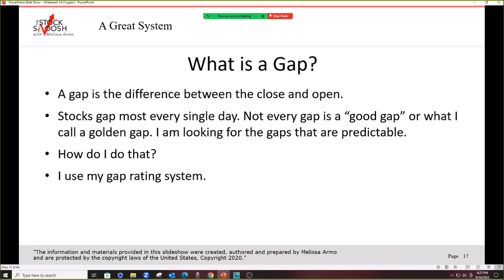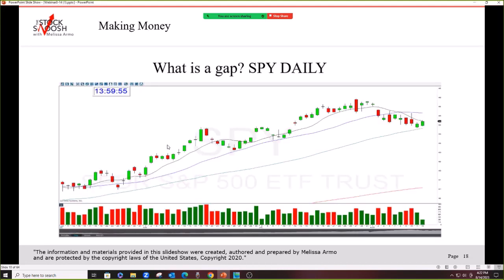It doesn't mean I'm playing everything every day, not even in the trend. I'm looking for gaps that are predictable, okay? And how do I do that? I do that using my rating system. So again, what is a gap?